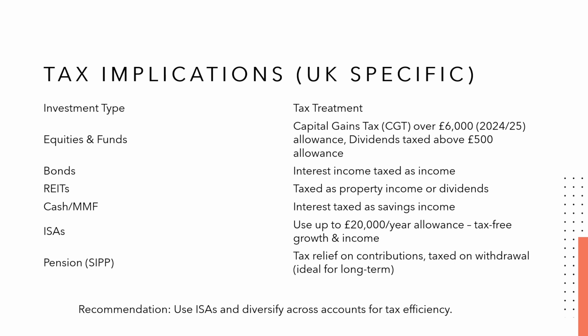ISAs are incredibly tax efficient. You can invest up to £20,000 per year, and all income and capital gains inside the ISA are completely tax-free. Lastly, for longer term investing, pensions such as SIPPs offer tax relief on contributions up to your annual limit, and the funds grow tax-free until they're withdrawn.